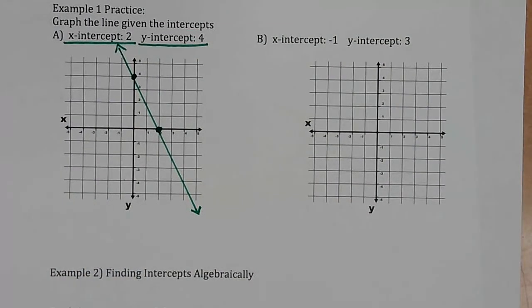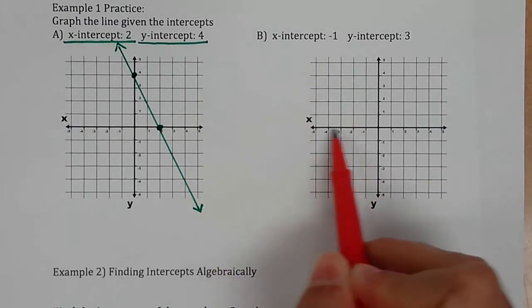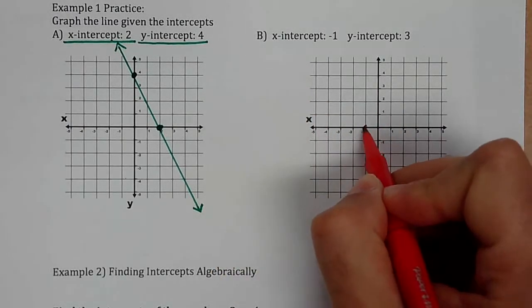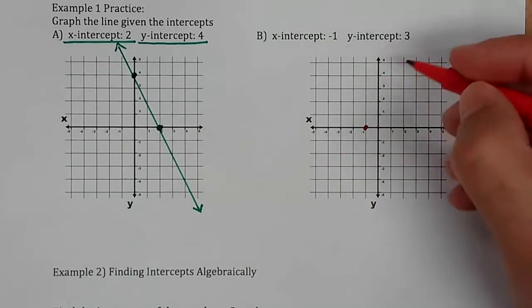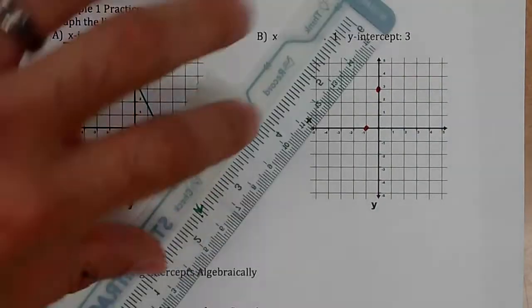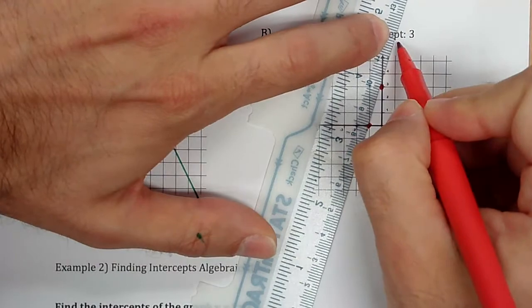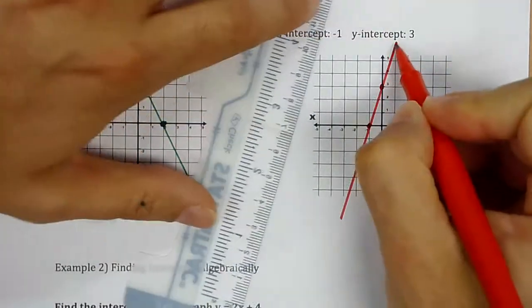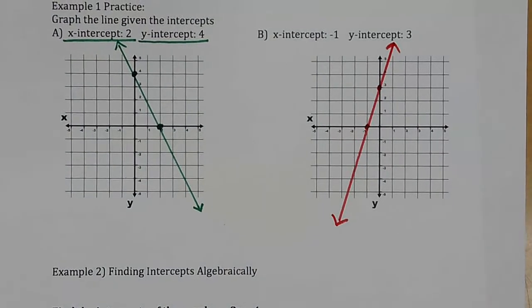Letter B, x-intercept of -1. So x-intercept, x-axis, -1. Y-intercept, y-axis, 3. I'm going to go ahead and draw the line all the way through with arrows. So I've created 2 lines with specific intercepts that were given.